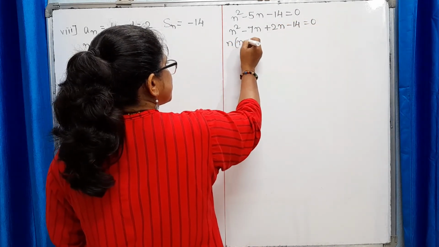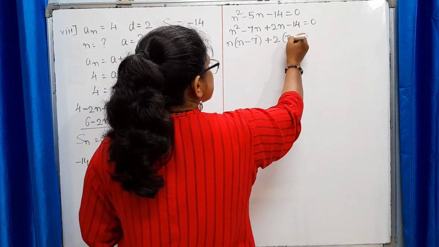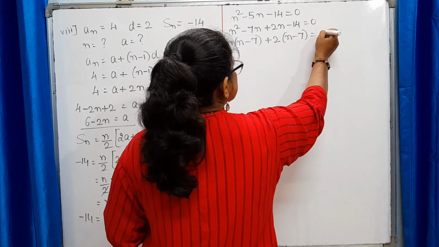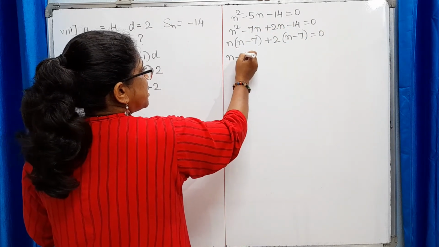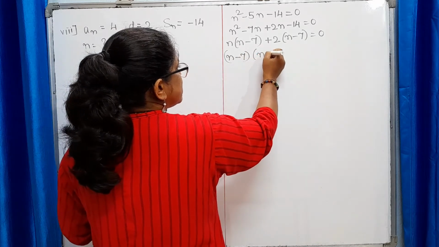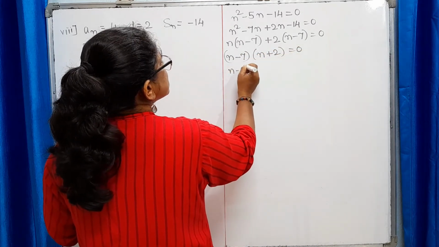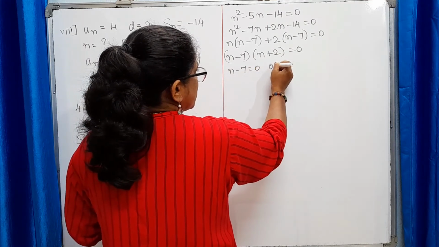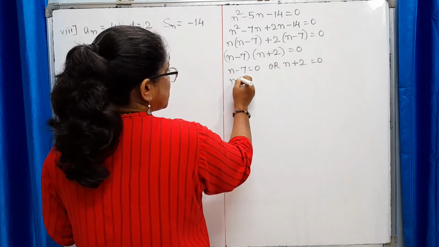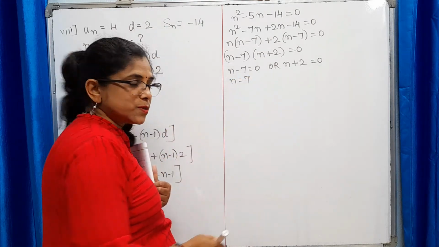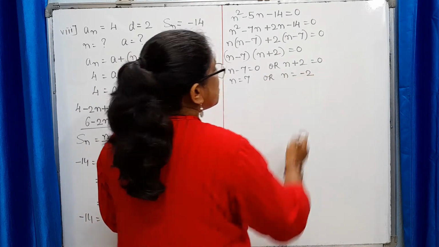N common, n minus 7. Here 2 common. Again n minus 7. This common factor we are taking out of this bracket. n minus 7 into n plus 2 is equal to 0. So either n minus 7 is 0 or n plus 2 is 0. So possibilities are n is equal to 7 or n is equal to minus 2.